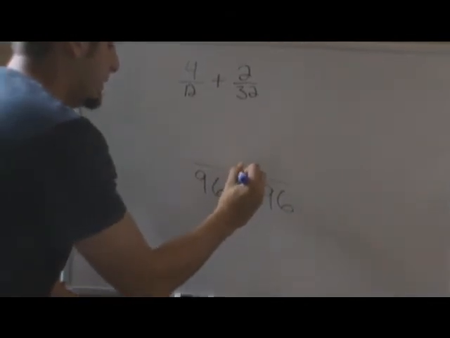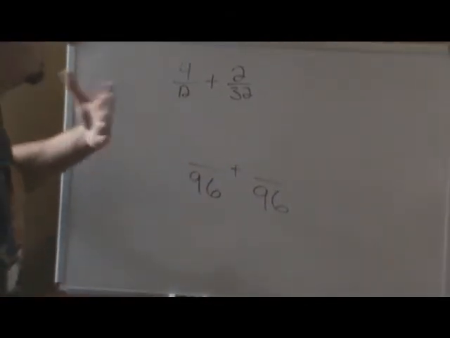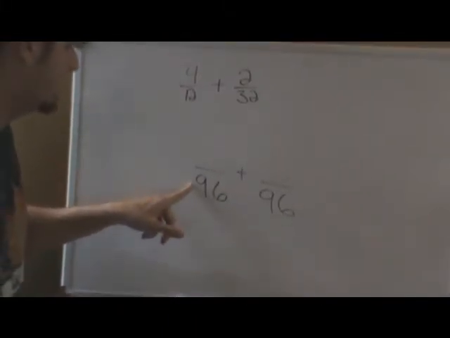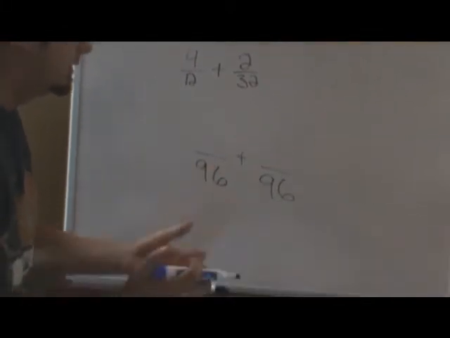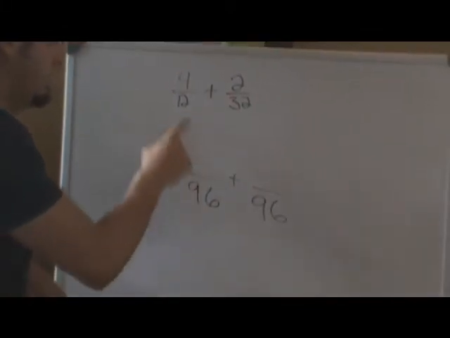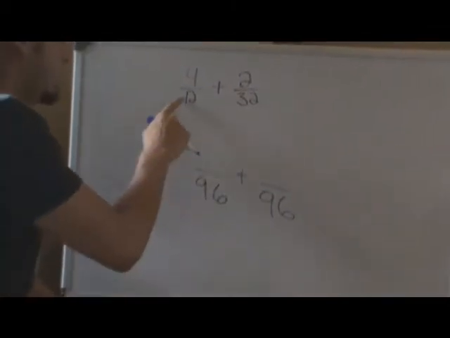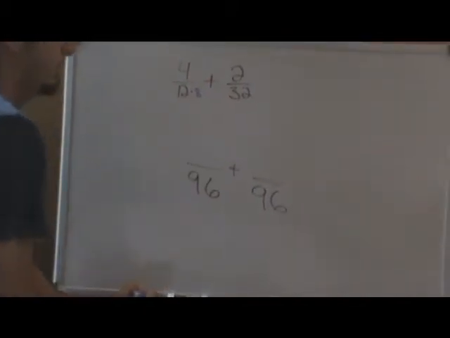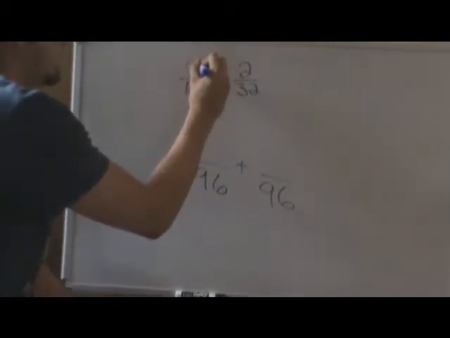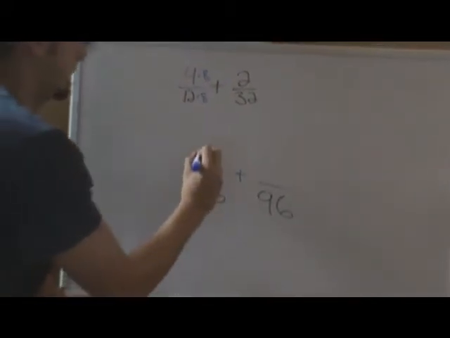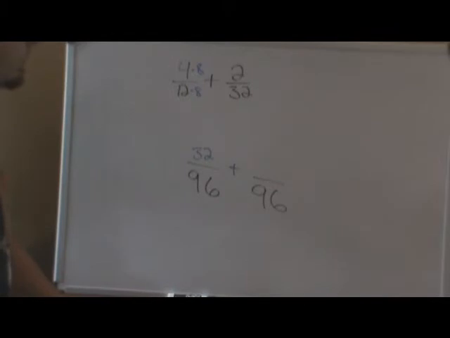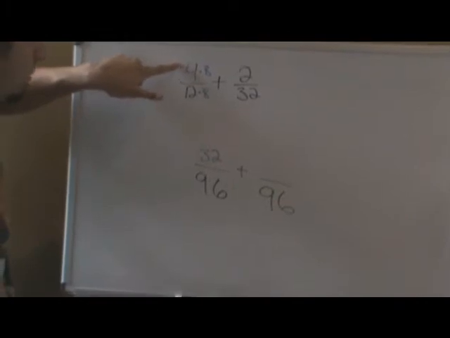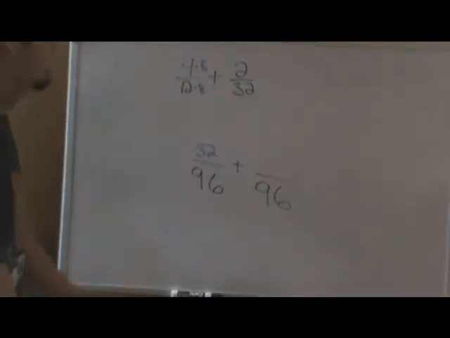So now that I have my new denominators, I need to find my new numerators. If you don't know how many times 12 goes into 96, you can use a calculator to figure that out. Just do 96 divided by 12. I happen to know it. I know that 8 times 12 is 96. So since I did 12 times 8 to get there, I've also got to multiply the top by the same. So I'm going to do 4 times 8 and get 32 for my new numerator.